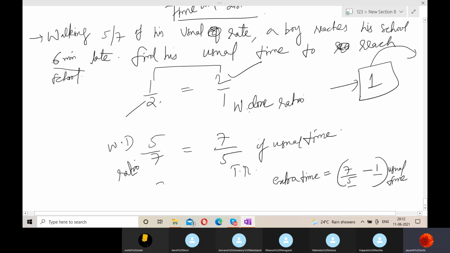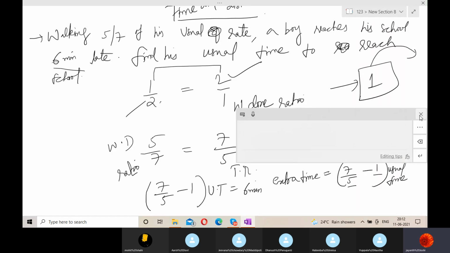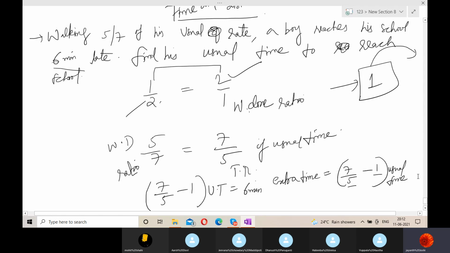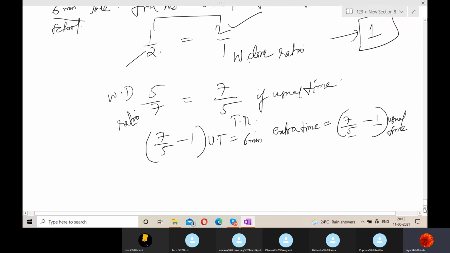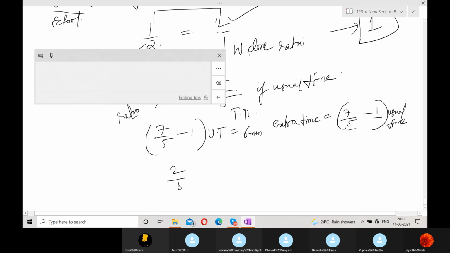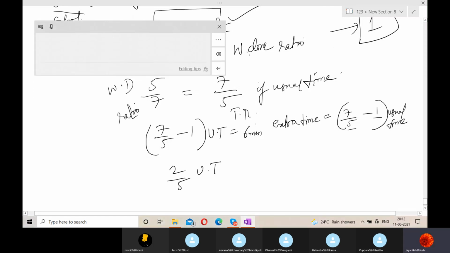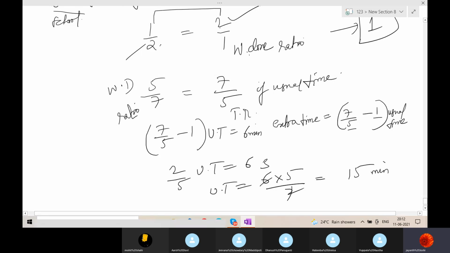So I will write it here: 7/5 minus 1 of the usual time is equal to 6 minutes. Now what are they asking us to find? The usual time to reach the school. Let us find that. So now 2/5 of the usual time is equal to 6. Usual time is equal to 6 into 5/2. So that is 15 minutes. He usually takes 15 minutes to reach the school. Just do this. I'll go for the next question.